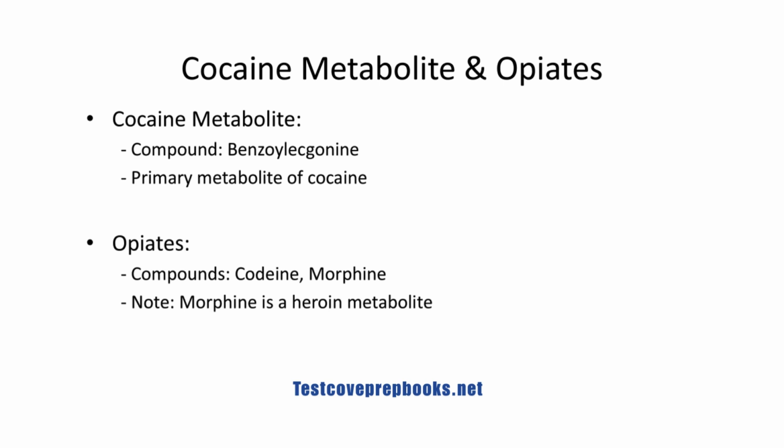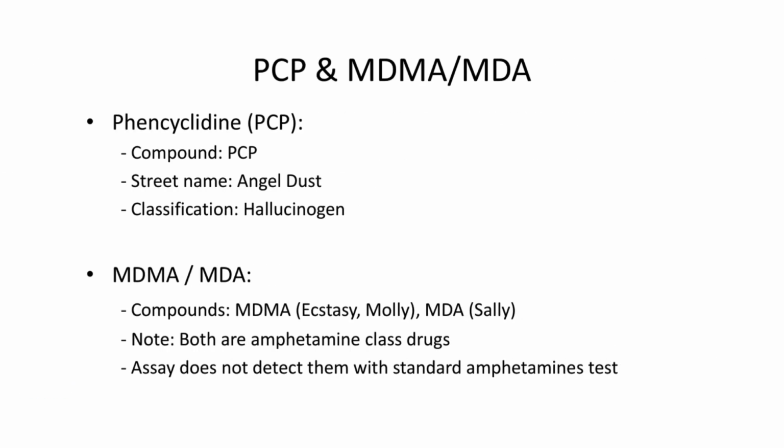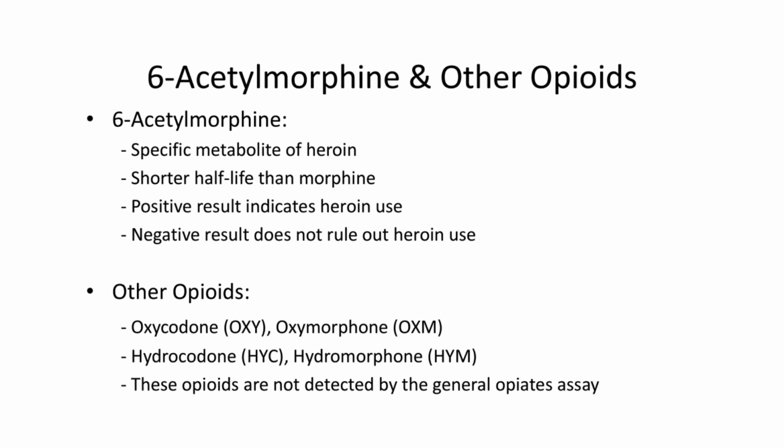Opiates include codeine and morphine. It is important to note that morphine can also be a metabolite of heroin. Phencyclidine, or PCP, is commonly known as angel dust. It is classified as a hallucinogen. MDMA, also called ecstasy or Molly, and MDA, also called Sally, are both members of the amphetamine drug class. However, they are not detected by standard amphetamines assays.